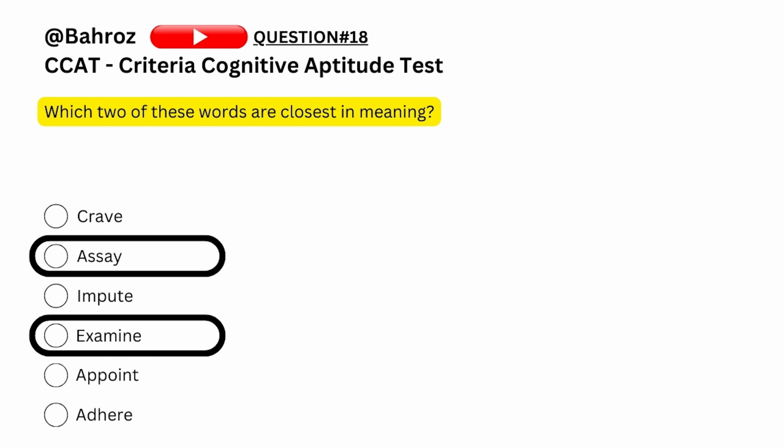Next question, which of these two words are closest in meaning? Let's pick one by one. Crave doesn't match any other. Assay means to determine the contents or quality of metal, or examine, so it matches examine, so we can keep this. Impute means to assign something, no. Appoint is very different as well. Adhere is very different as well. So the answer would be assay and examine.